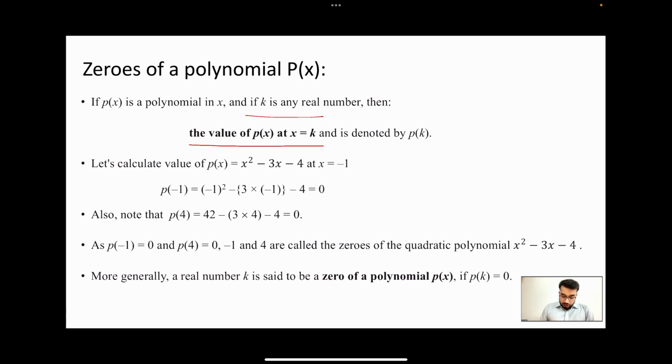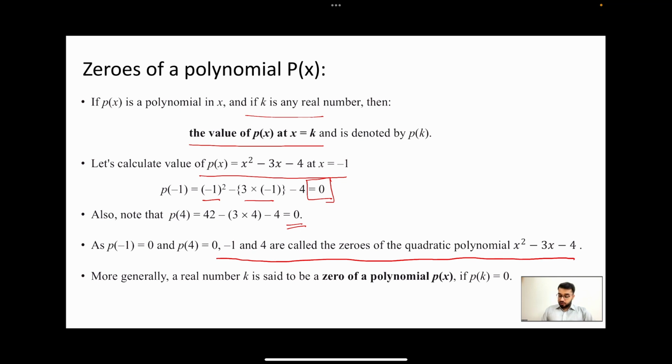If we calculate the value of p(x) = x² − 3x − 4 at x = −1, we substitute −1 in place of x. So we have (−1)² − 3 × (−1) − 4, which gives us 0. At the same time, if we put 4 in place of x, that would also give us 0. So as we can see, p(−1) as well as p(4) are zeros. Therefore, we call these numbers zeros of the quadratic polynomial. So here it is written that −1 and 4 are the zeros of the quadratic polynomial x² − 3x − 4.